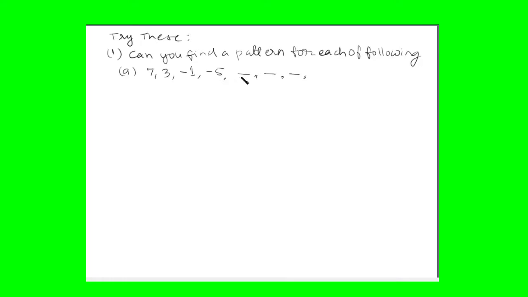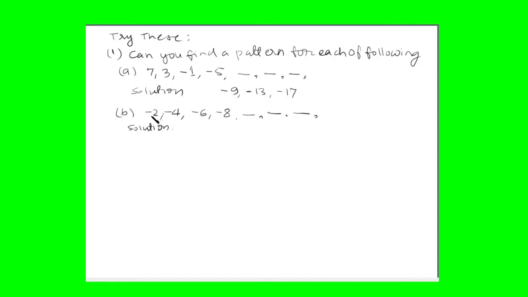So what will be our next number? If we subtract 4 from -5, what will we get? Our next number will be -9. Then we subtract another 4 from -9, which is -13, then -17.